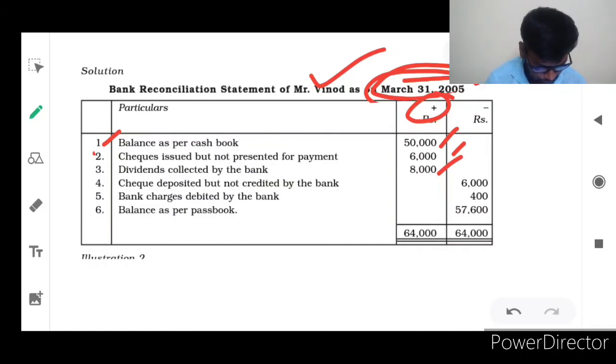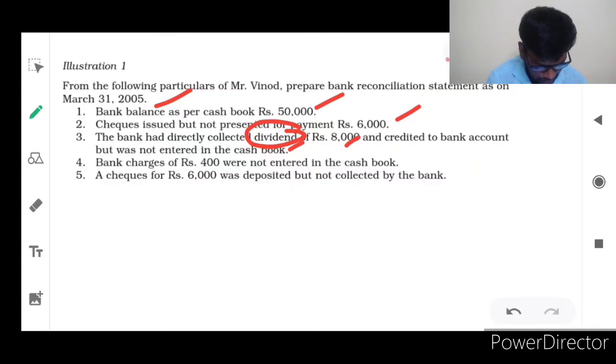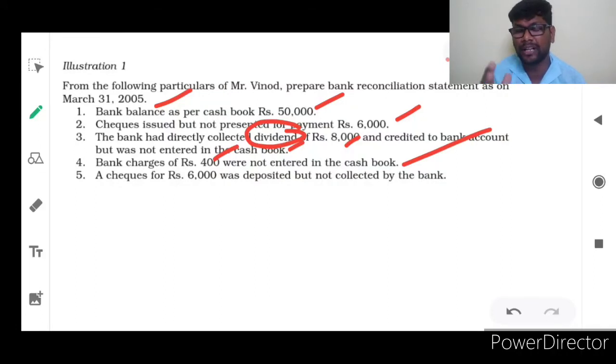Next one, the fourth one. Bank charges of 400 rupees were not entered in the cash book. How do we know, sir? Bankers collect bank charges and many incidental charges without intimating you. Even an ATM card holder is charged 495 rupees once in 3 years, but we don't know. When we see the printed passbook, only then do we come to know that this much money was taken from the bank account. So 400 rupees is the bank charge.